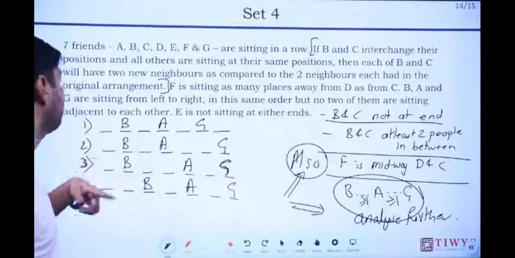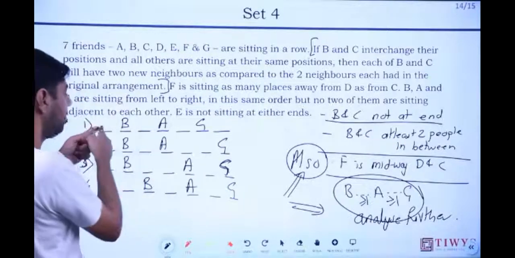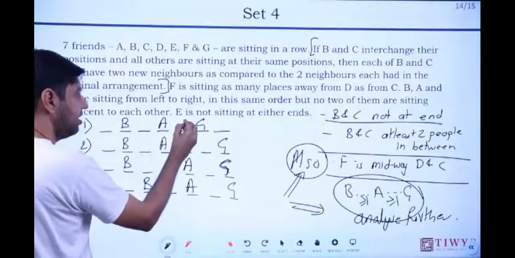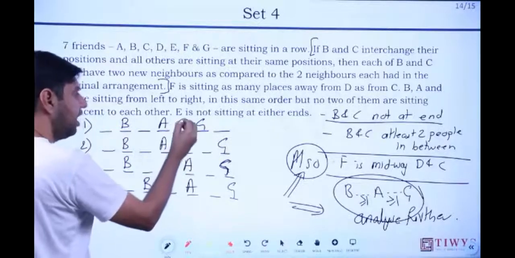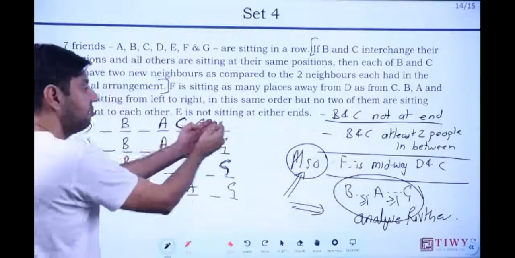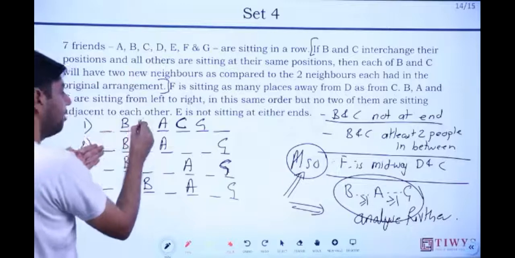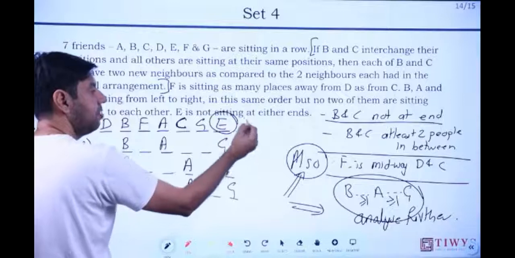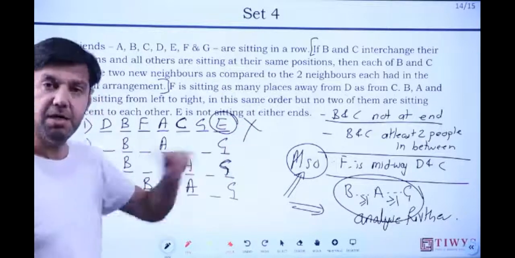Now tell me, where can C go? C cannot come here, cannot be at an end. Only place for C is this. If this is the only place for C, then F has to be midway of D and C. F cannot be here, so F has to come in here, D has to come in here. So E goes at an end. Now E cannot be at an end, so this possibility is ruled out.